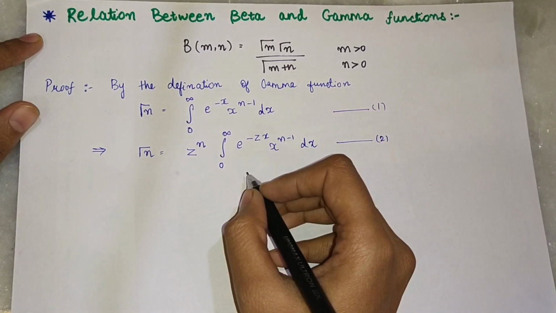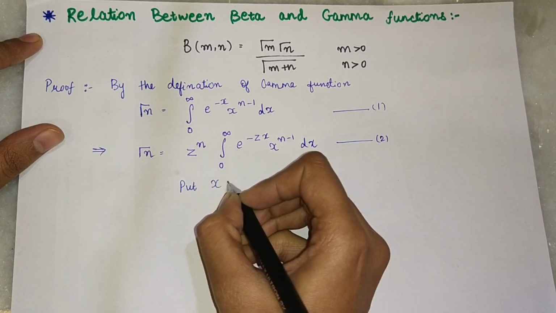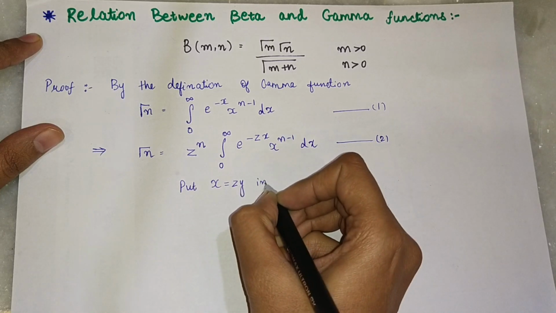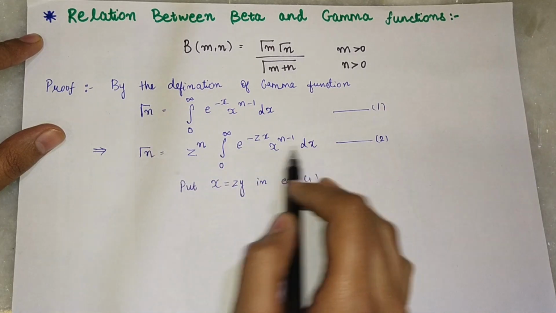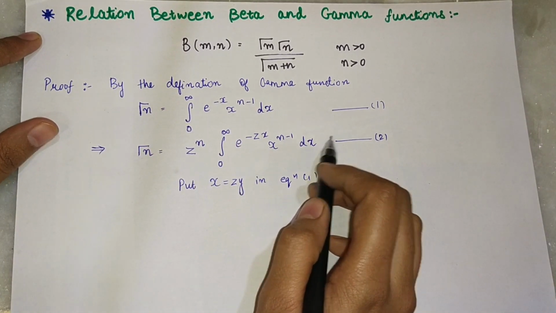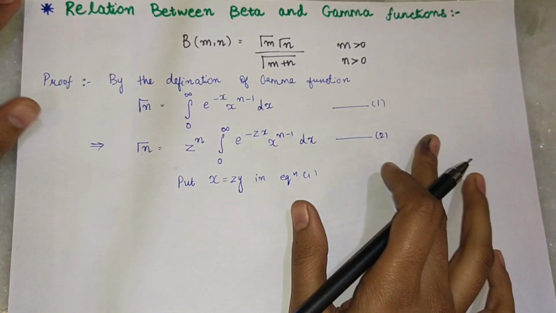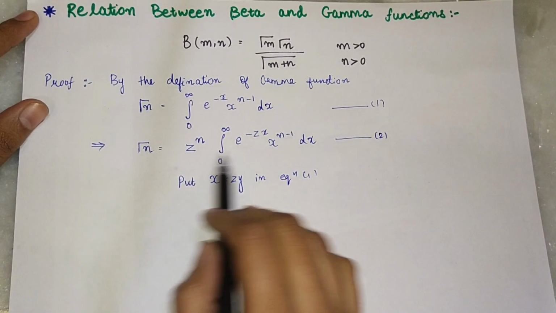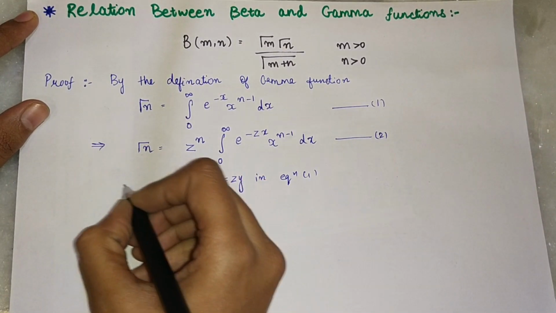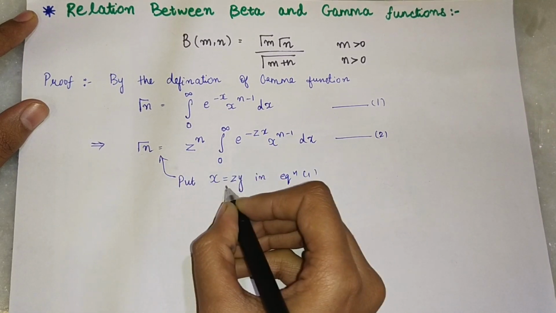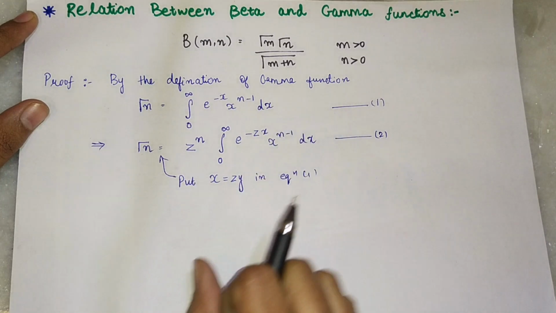But how did we get equation 2? If you put x equal to zy in equation 1, if you substitute this value in this equation, then you will get this equation. But no need to prove that, you can try it, but in the proof you don't have to show it. You can directly write this equation, since you get equation 2 by putting x equal to zy in equation 1. So you directly have to remember both the equations.